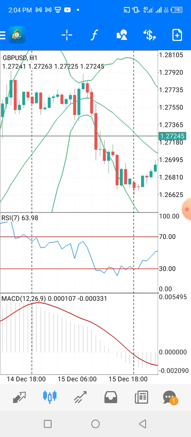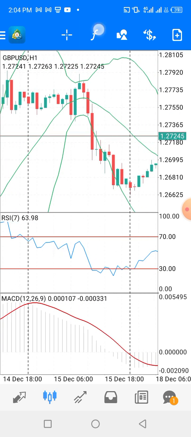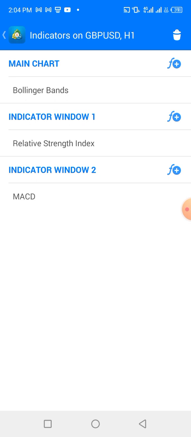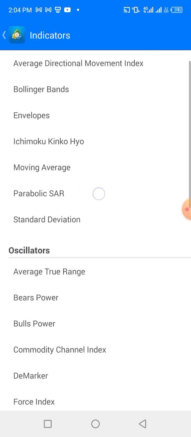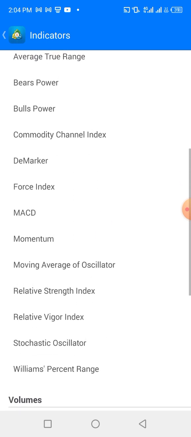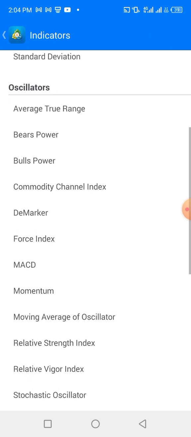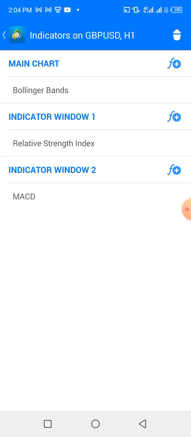So let's look at our strategy. With our strategy, we'll be adding the RSI. You can just go here and add the RSI. You go to the main chart, then select the RSI, the relative strength index, and add it to the chart. You come back, and now you add the MACD.